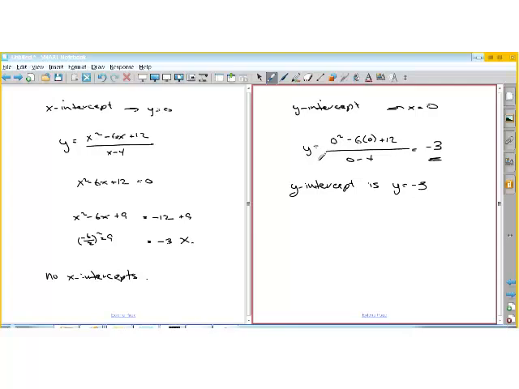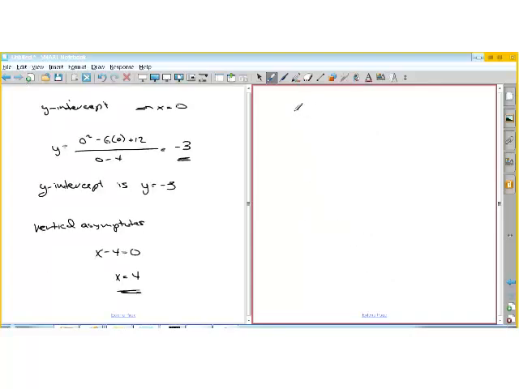Okay, what else do we need to do? We need vertical asymptotes. So what we do is we look at the denominator. The denominator is 0 when x minus 4 is 0. So we have a vertical asymptote at x equals 4. Now the horizontal asymptote, we don't have a horizontal asymptote. We have a slant asymptote.